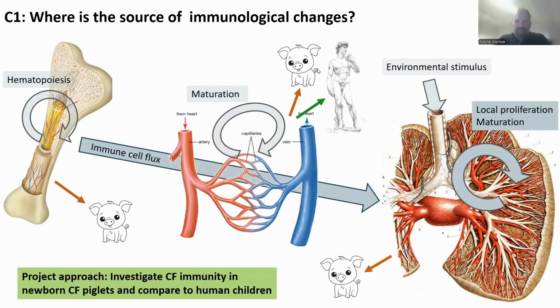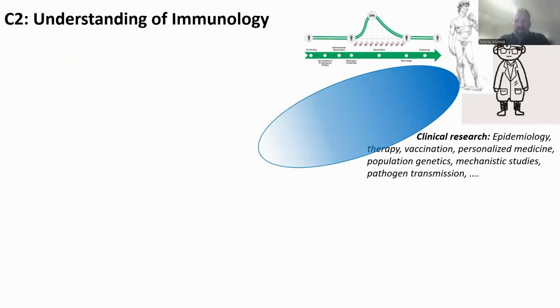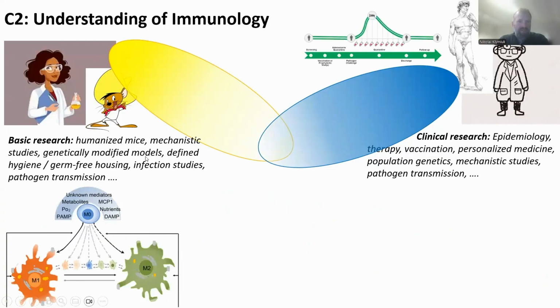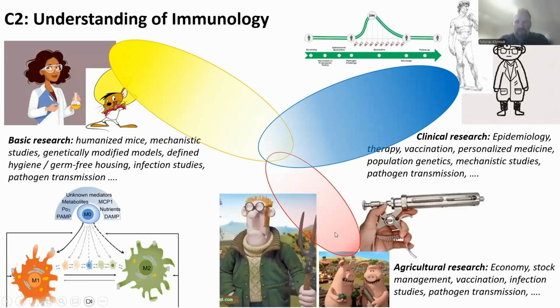Blood is the only specimen that is accessible in humans as well as in pigs. The other tissues were examined in pigs alone. The second layer of complexity was the understanding of immunology, because if you're talking with clinical researchers, they will discuss epidemiology, therapy, vaccination, personalized medicine, etc. In contrast, basic researchers love to tell about humanized mice, detailed mechanistic studies, genetically modified models, and so on and so forth. And pig immunologists have a very different focus, namely agricultural research. And there come in economy, livestock, proliferation, vaccination, and so on and so forth.